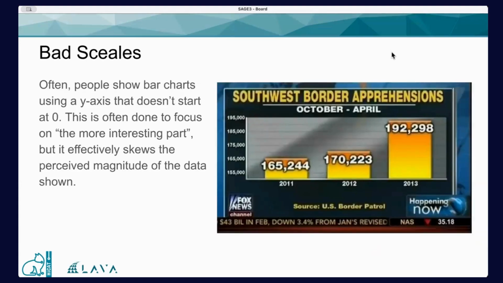This is the same kind of problem that we had with the earlier chart. Once you say, okay, I want to show only the interesting part, and the interesting part is at the top, where you see the differences, that skews our perception of the data, because now we think there is visually almost twice as much in 2013 than in 2012. And that is not the case, right? Because the majority of the data is below the non-existent axis.